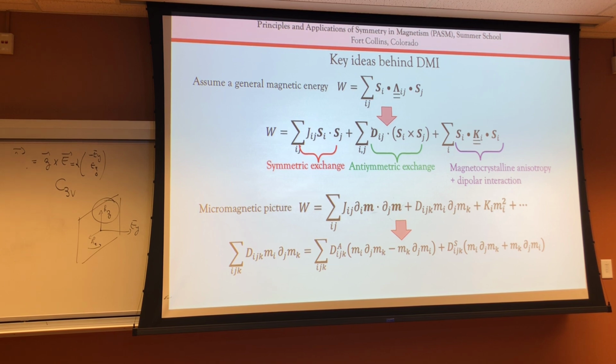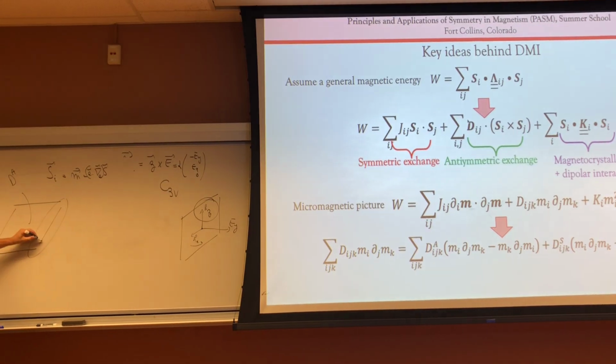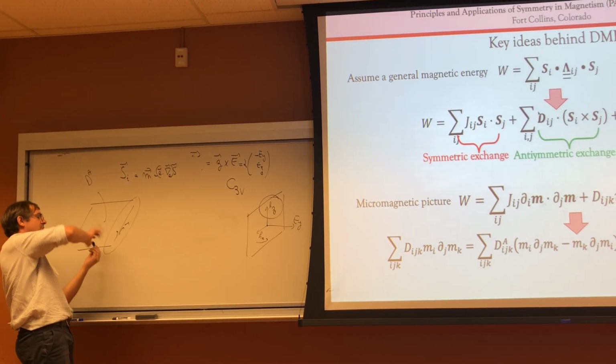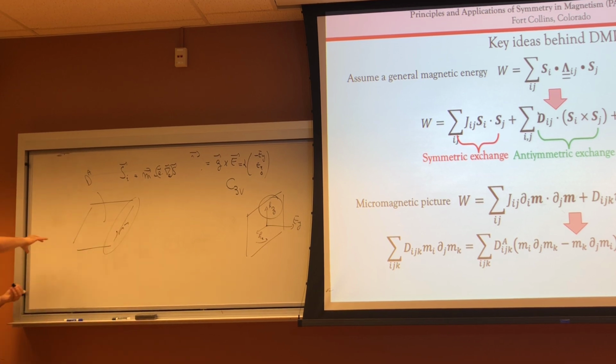But the symmetric parts will actually act at the edges, and will actually cant the magnetization at the edges. So it doesn't create a chiral texture per se, but it creates some canting. So it could actually have some interesting behavior right at the interface that is different from the bulk.